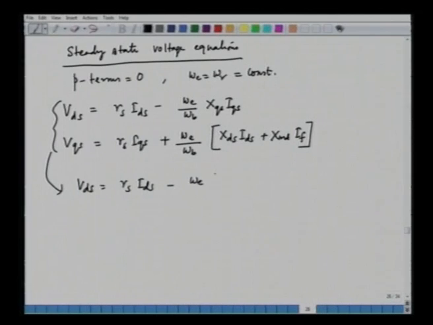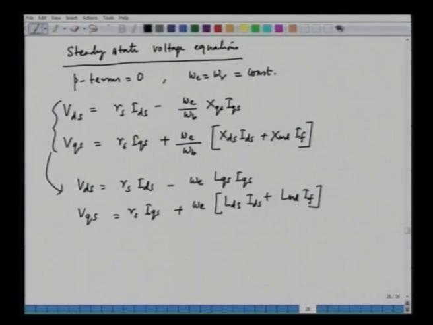The inductance will be LQS IQS. Similarly, we can have VQS equal to RS IQS plus omega E into LDS IDS plus LMD into IF. Now, we have two equations, one in the D axis, the other in the Q axis, and these equations are valid for any given speed.